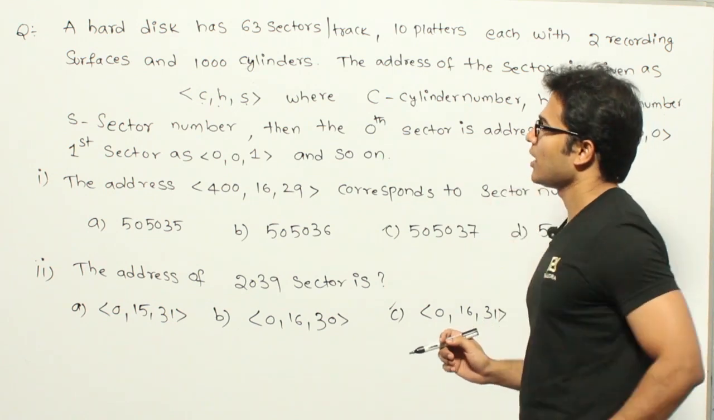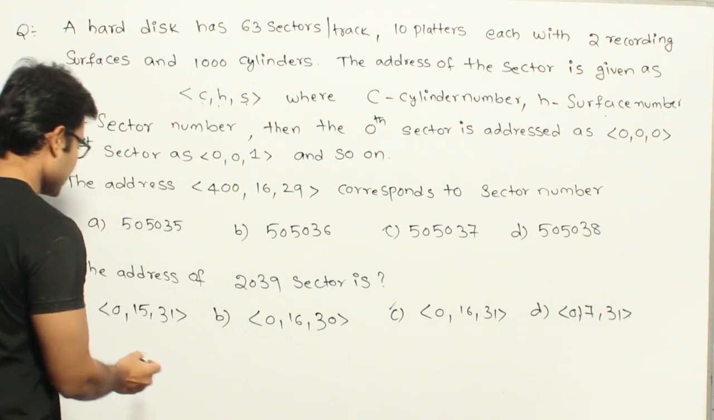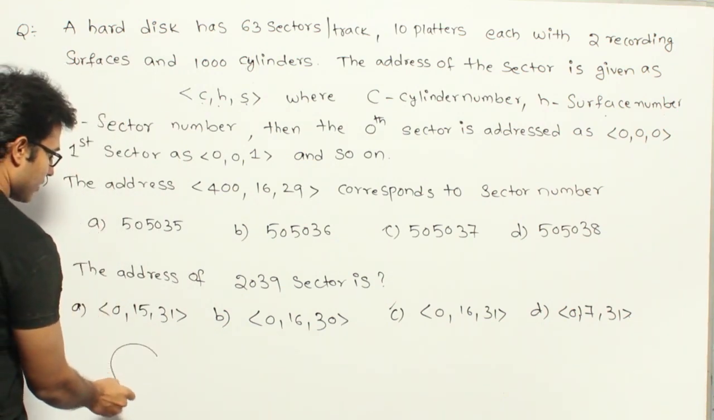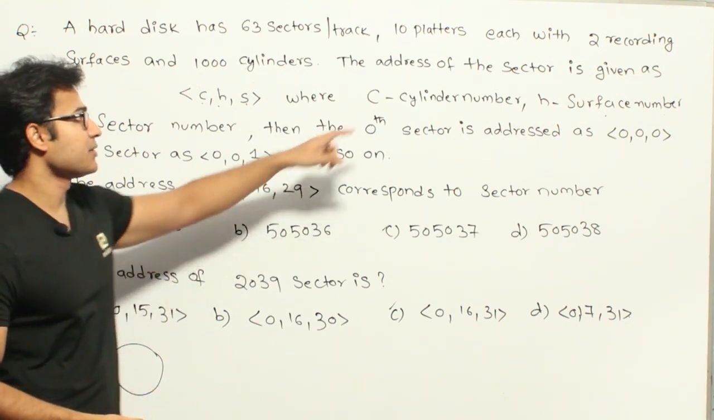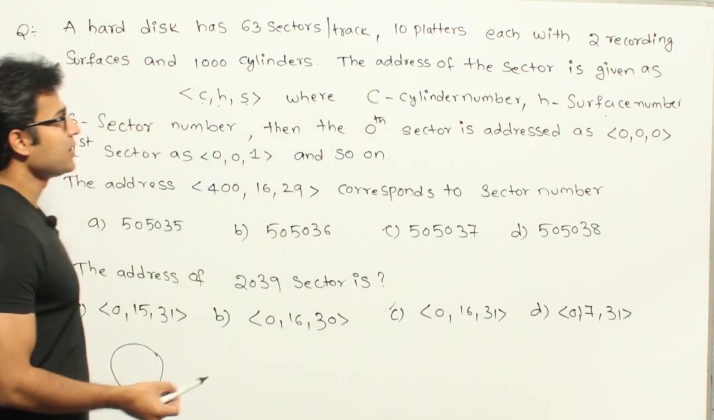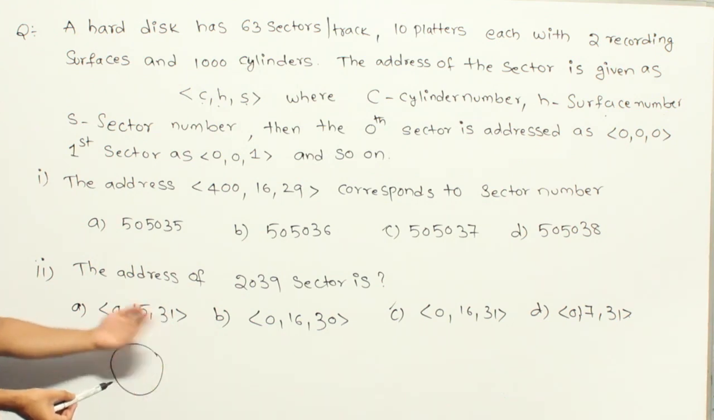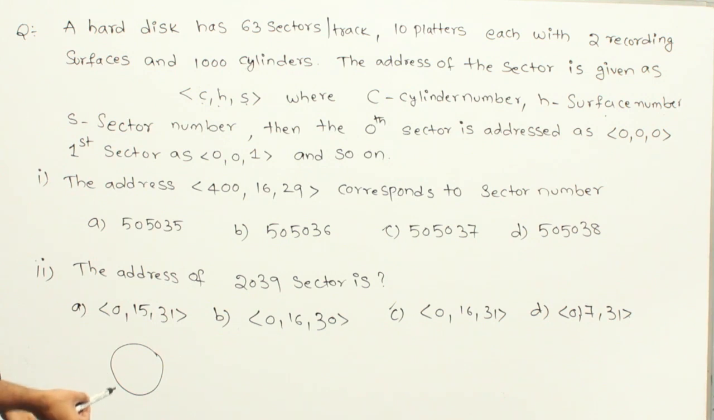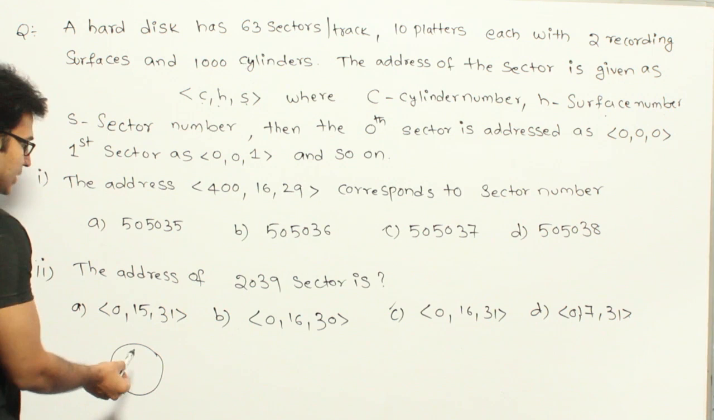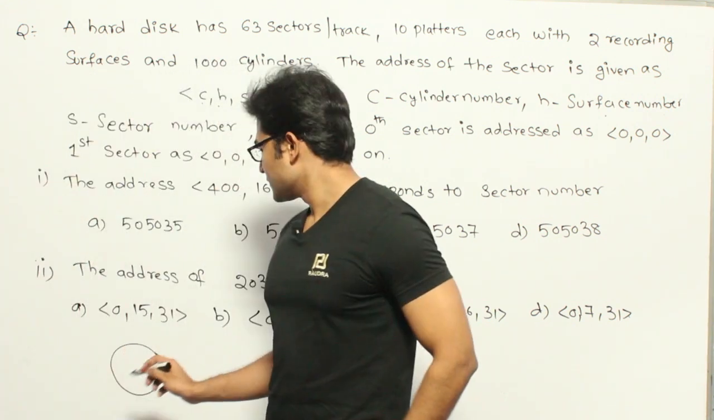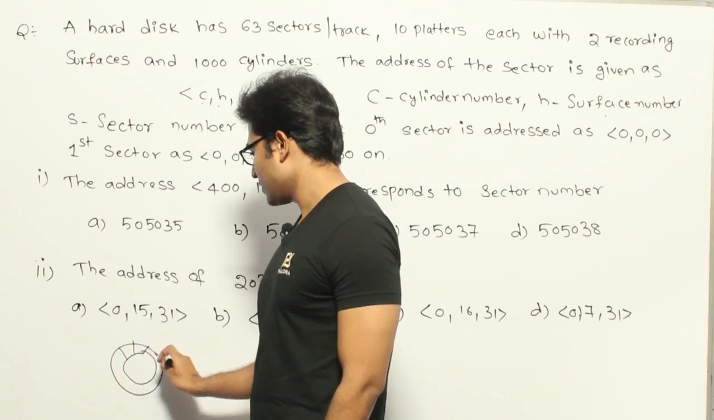Now how to understand this one is, they are saying that there is a disk, and they are calling this disk a platter. So platter means a disk. Now in a disk they are having 2 recording surfaces, which means they are recording on the front side as well as on the back side, and they are saying that there are 63 sectors per track. So if you assume that this is the track, there are 63 sectors on that.